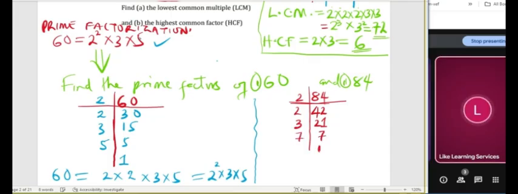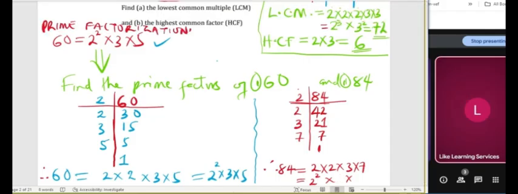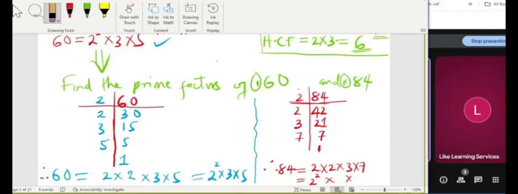7 divided by 7 is 1. So therefore 60 is this, and 84 is 2 times 2 times 3 times 7, or 2 raised to the power 2 times 3 times 7, isn't it? Yes. Beautiful.